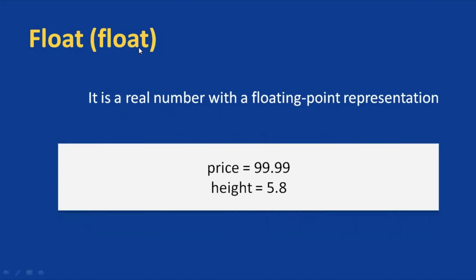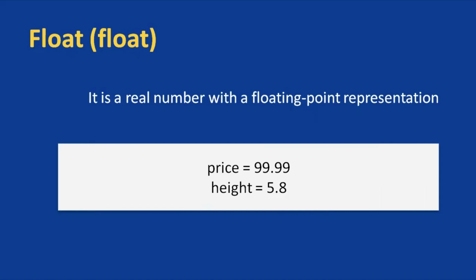Next is float. Float means the value is represented by the float class, and it is a real number with a floating point representation. It has a decimal point; actually, it is specified by a decimal part. In the integer type, we should store only whole numbers. Here we can store the decimal part also. Here price is represented by 99.99. Height is represented by 5.8. So these kinds of values can be stored in the floating point data type.